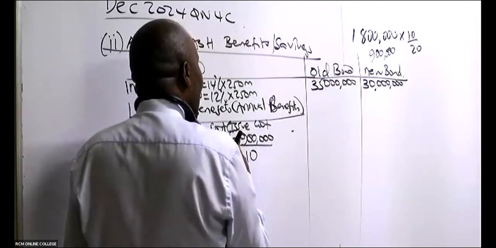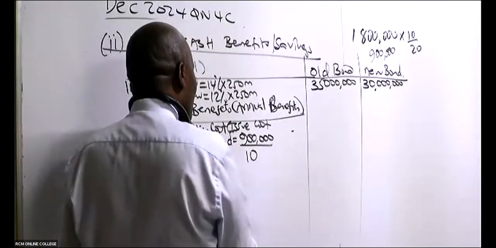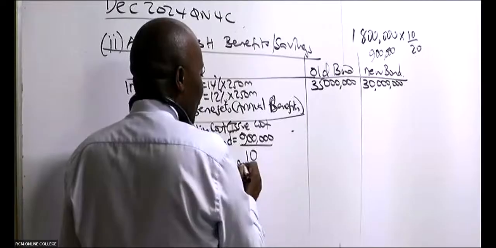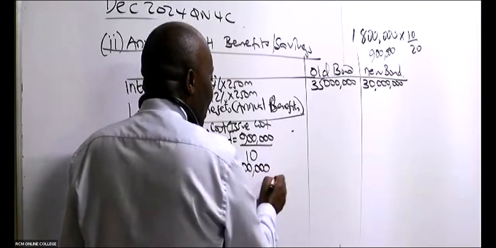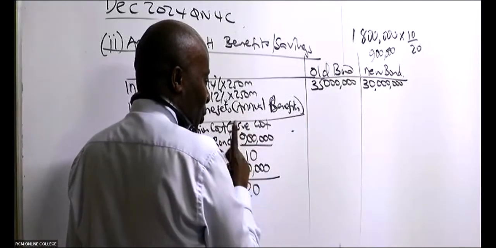Alternatively, this 900,000 is a half. So I can easily get the full amount, which will be 1.8 million. But now I divide by the full period as well, which is 20. So it is up to me to decide here.